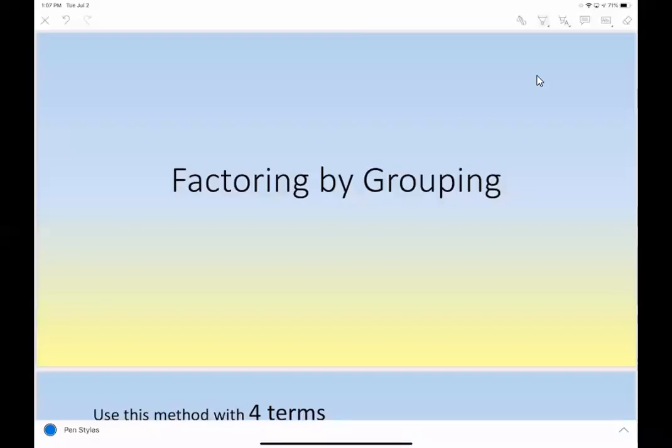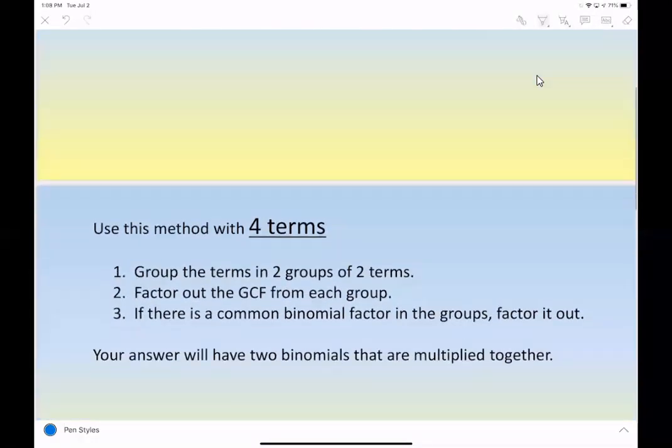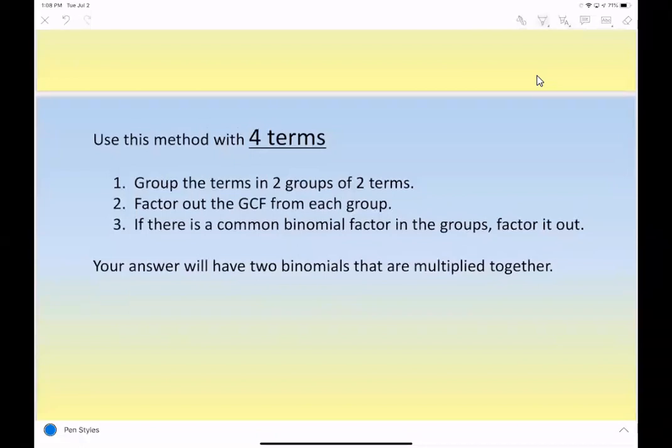Hello class, this is your instructor Miss Birchfield, and in this mini lesson you're going to learn about factoring by grouping. Again, remember that factoring is undoing a polynomial. In this case, we're going to undo a polynomial that has 4 terms.